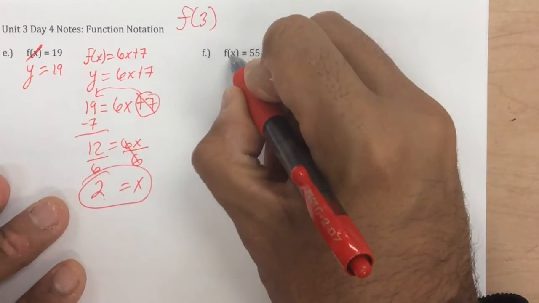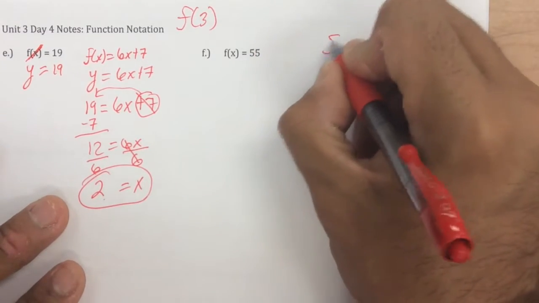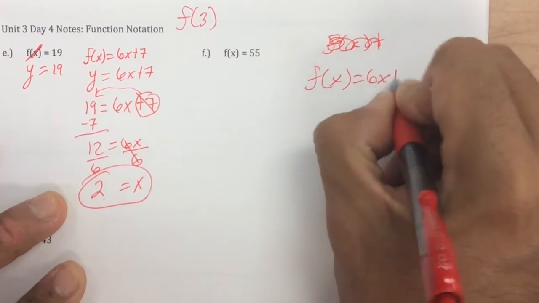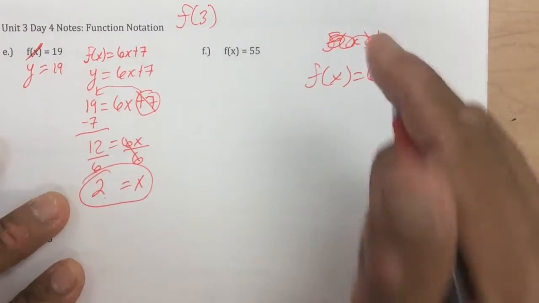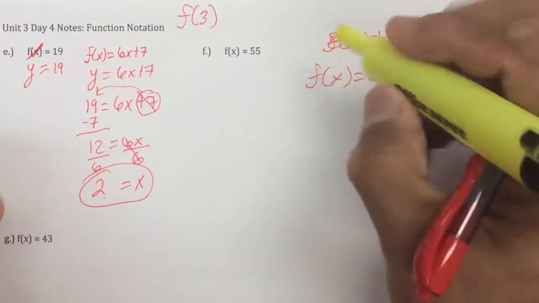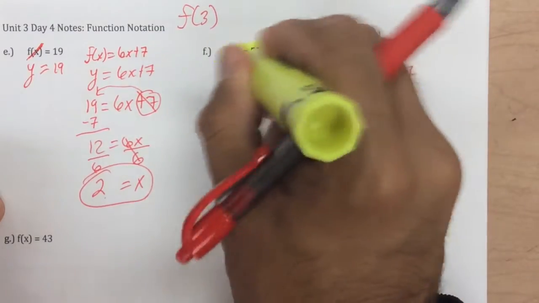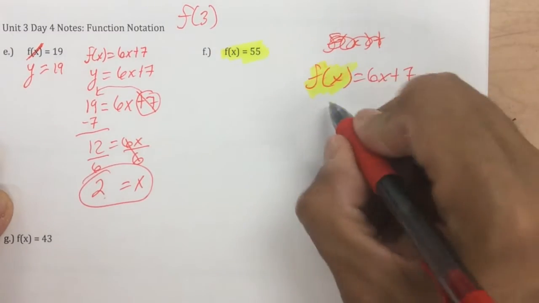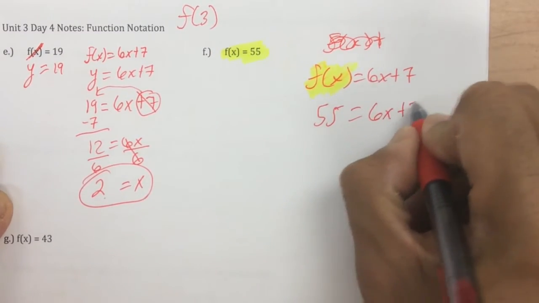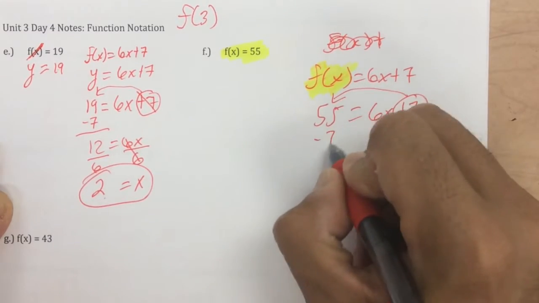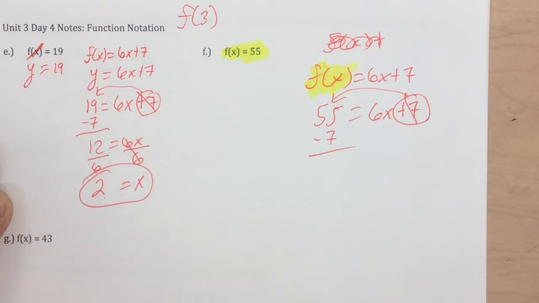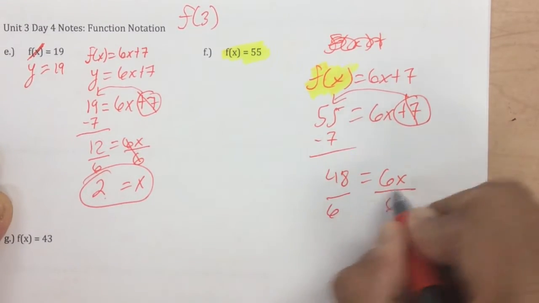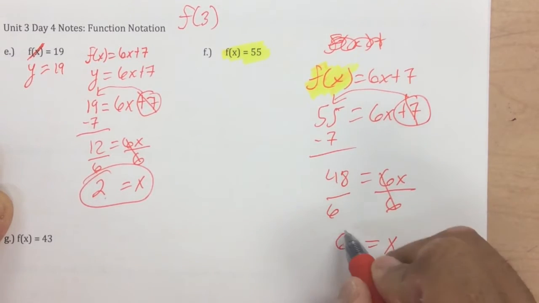Same idea. This is y equals that number. And we're going to use f of x equals 6x plus 7. Now, this right here that I'm about to highlight, f of x, can be replaced by this, okay? Because that's what they're saying. They're saying f of x equals that. So instead of f of x, I'm going to put 55, and then equals 6x plus 7. Then you want to jailbreak. So 55 minus 7 gives me 48 equals 6x, and then the opposite is to divide by 6. So x equals 8.